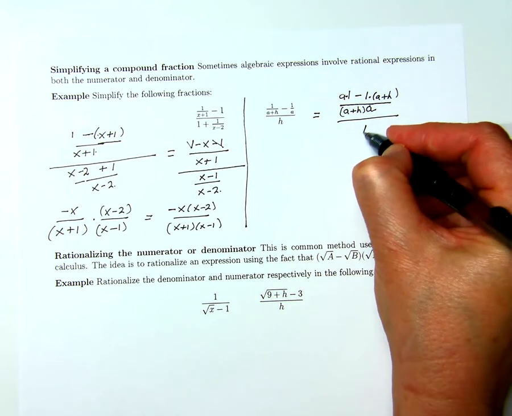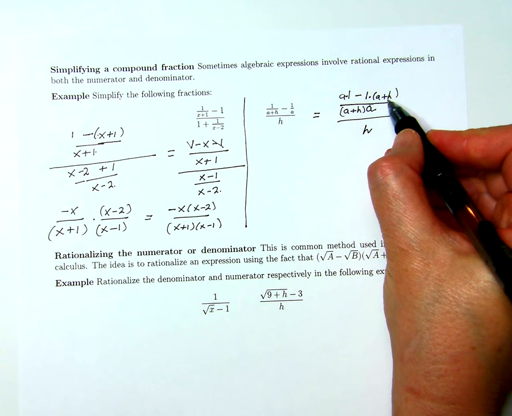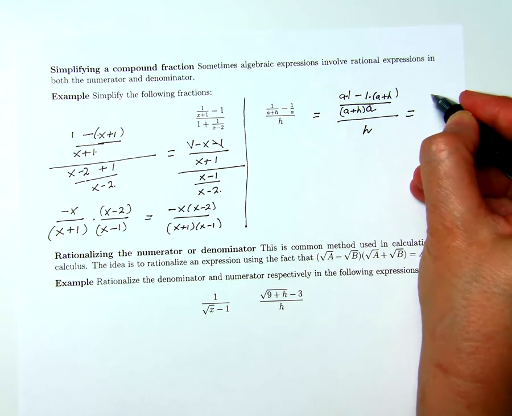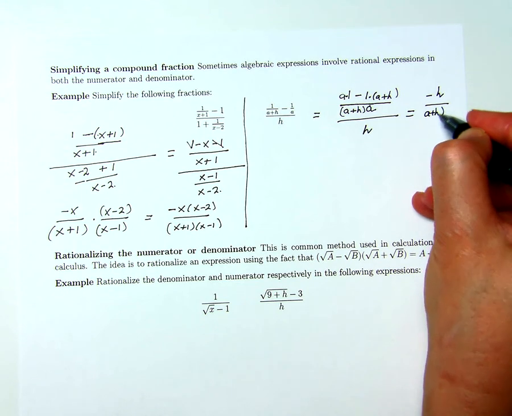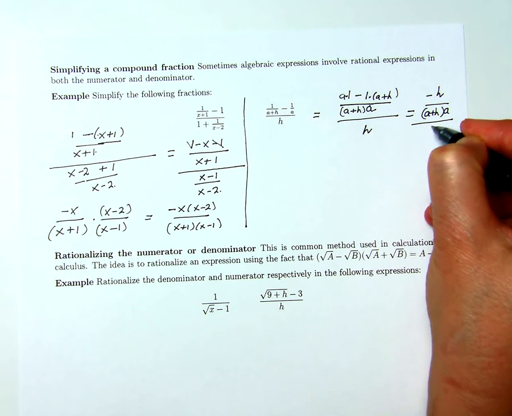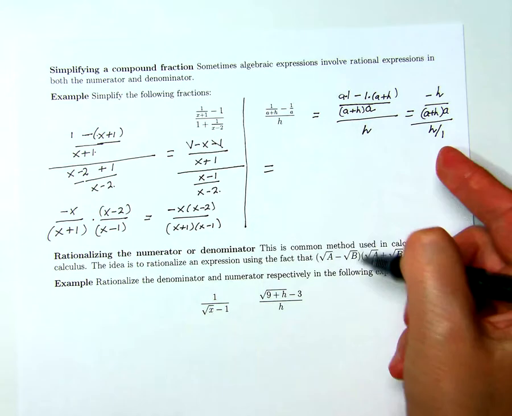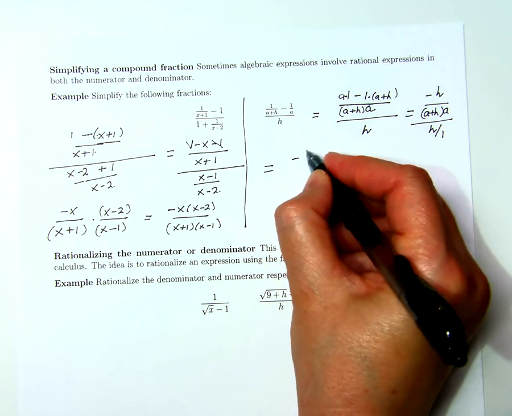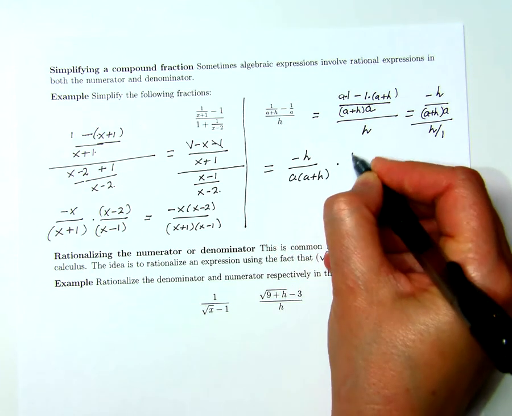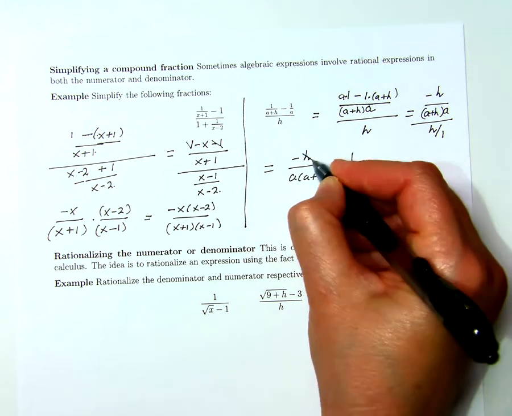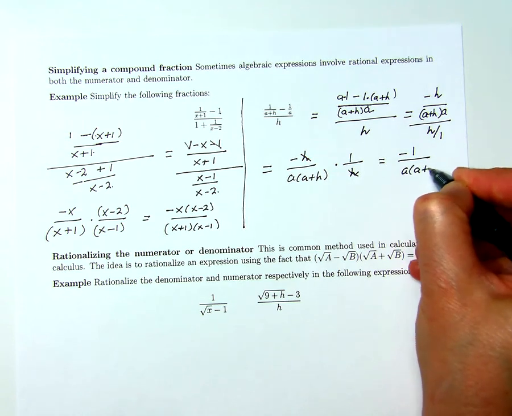So I divide that by h, and now this is a times 1 minus a minus h, so that's minus h over a plus h times a all over h, which is really h over 1. And now I invert this fraction here, and I get minus h over a times a plus h times 1 over h. The h's will cancel, and that's equal to minus 1 over a times a plus h.